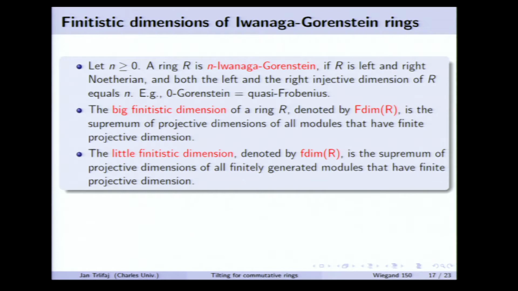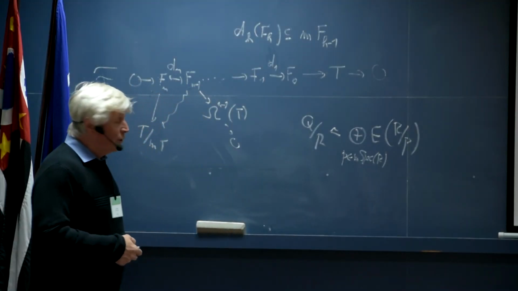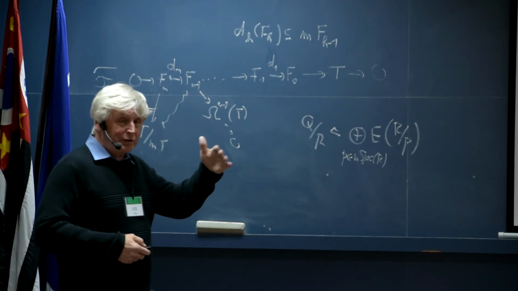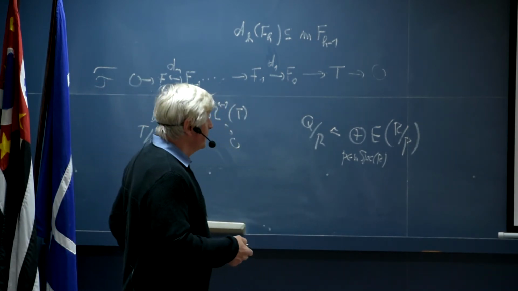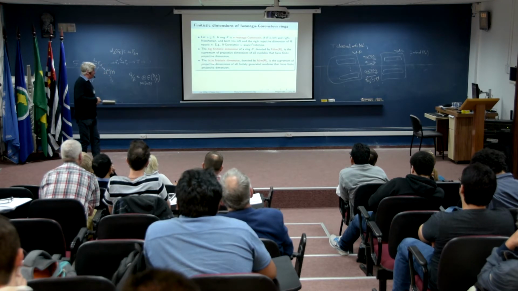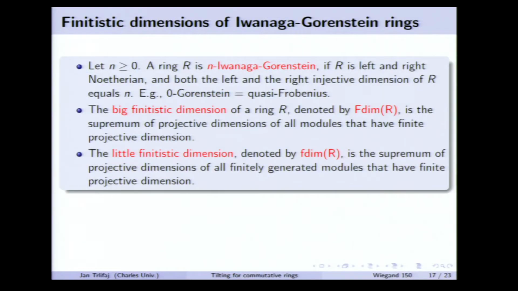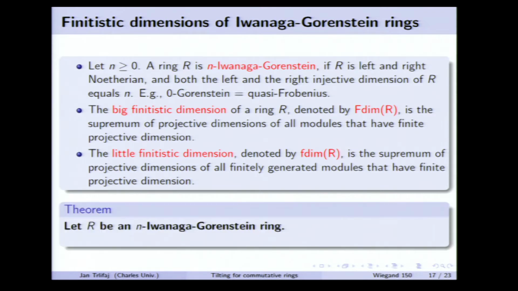There are two dimensions defined for any ring, so in particular for Iwanaga-Gorenstein rings. The big finitistic dimension denotes the supremum of the projective dimensions of all modules that have finite projective dimension. Remember, global dimension is the supremum of the projective dimensions of all modules. Here you restrict to those that have finite projective dimension. And similarly, the little finitistic dimension is the same thing, except you further restrict to finitely generated modules of finite projective dimension. This is terminology going back to Bass.